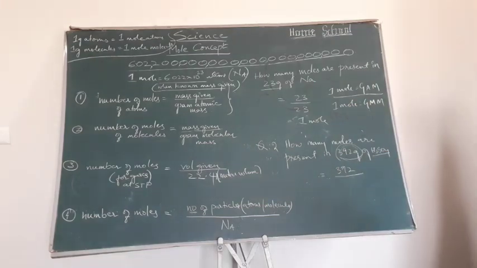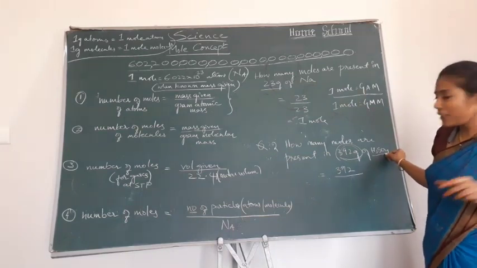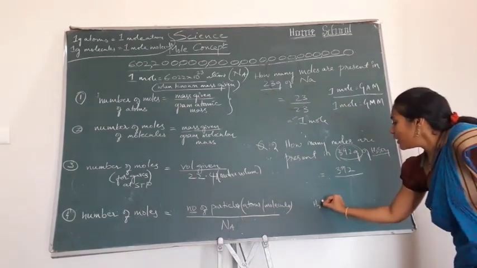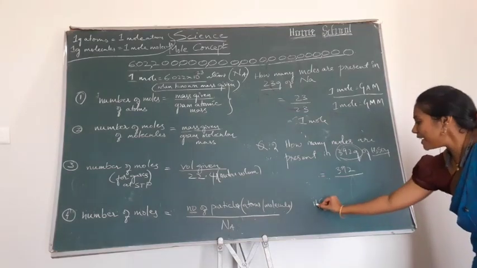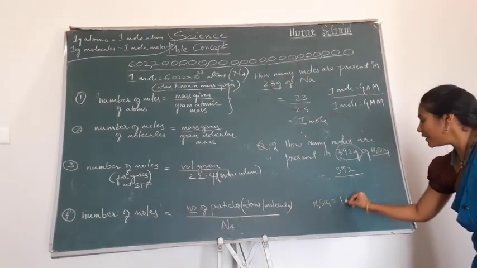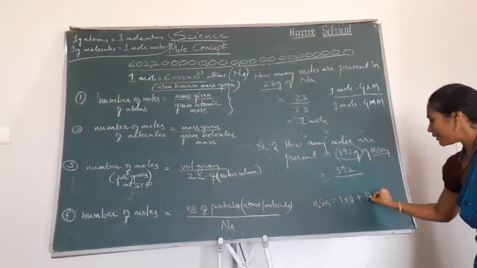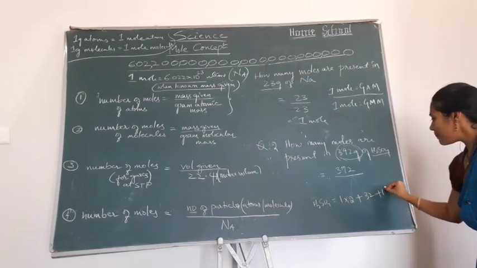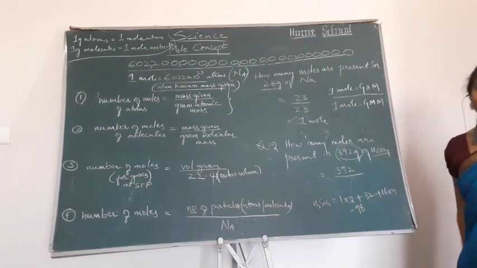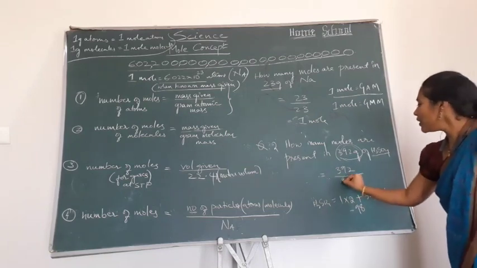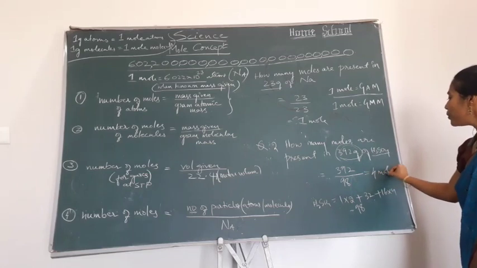That will not be given in a question. You should calculate it. I have shown you how to calculate molecular mass, no? You have to add the atomic masses of all the elements. See, hydrogen atomic mass 1 into 2 atoms, plus sulfur atomic mass 32, plus oxygen atomic mass 16 into 4. So how much do you get? 98. So 392 divided by 98. The answer is 4. 4 moles are there.